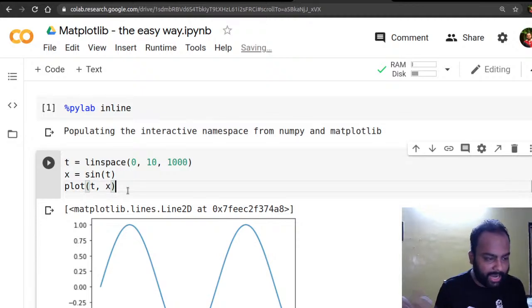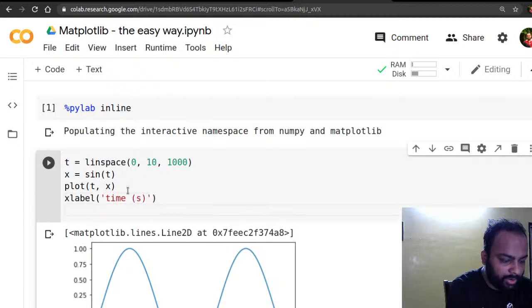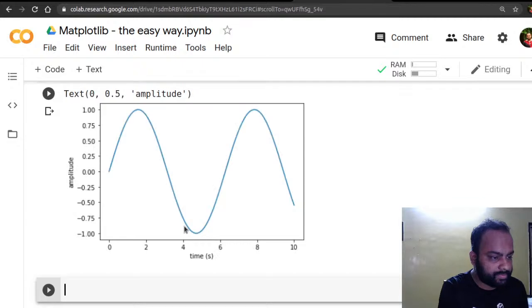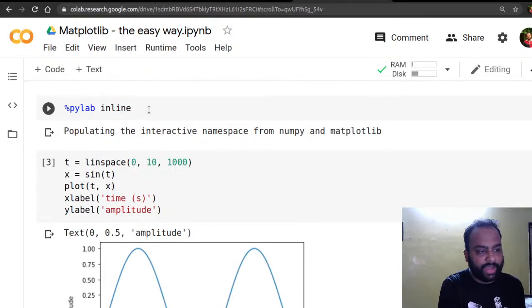Everything will work again. So xlabel, and you would have, for example, time in seconds. And then ylabel, amplitude. Just to show you that everything works, same thing. So instead of importing NumPy and Matplotlib, those imports are so common that you have a single import like %pylab inline. Just keep that in mind.